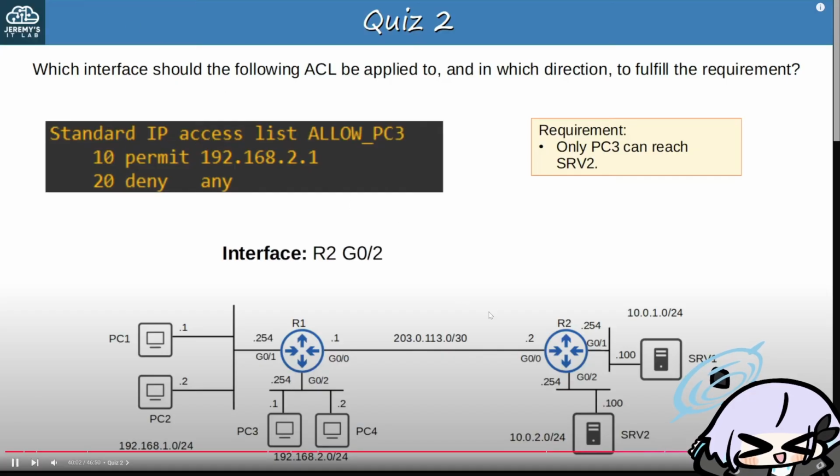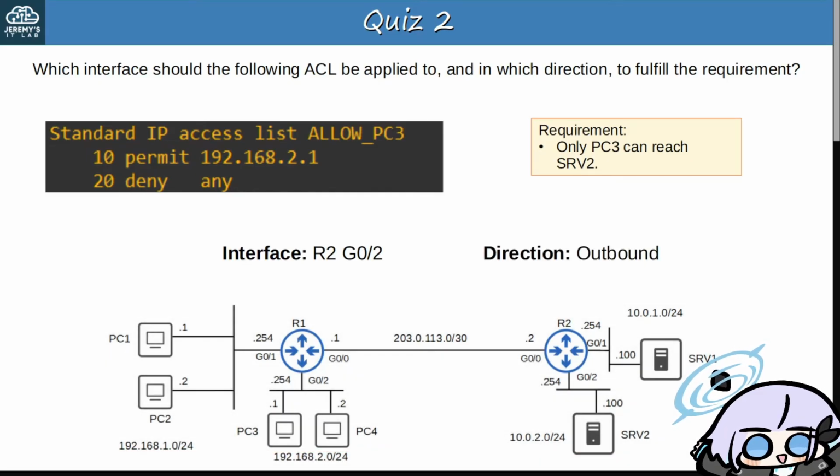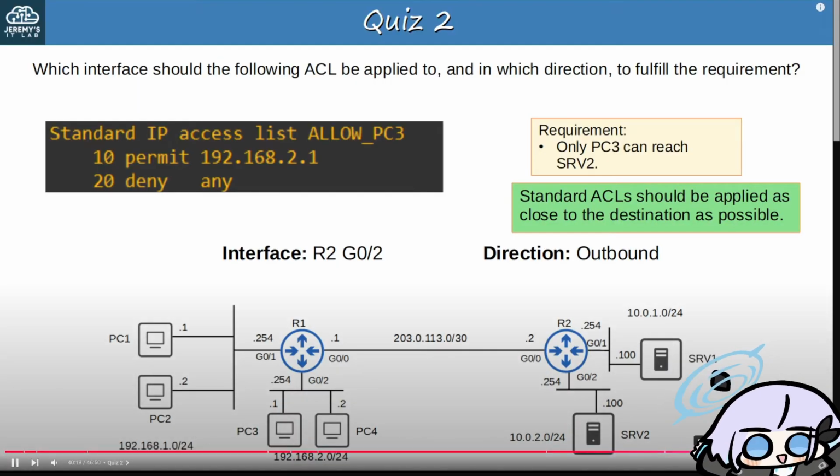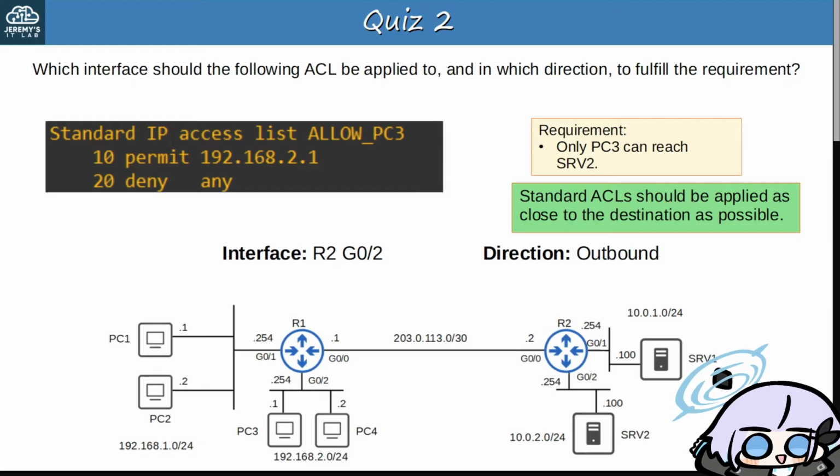This should be R2's G02 interface, and the direction should be outbound. Remember that rule of thumb: standard ACLs should be applied as close to the destination as possible. We are controlling access to 10.0.2.0/24, so that is the destination. Therefore, the ACL should be applied outbound on R2's G02. Let's go to question 3.